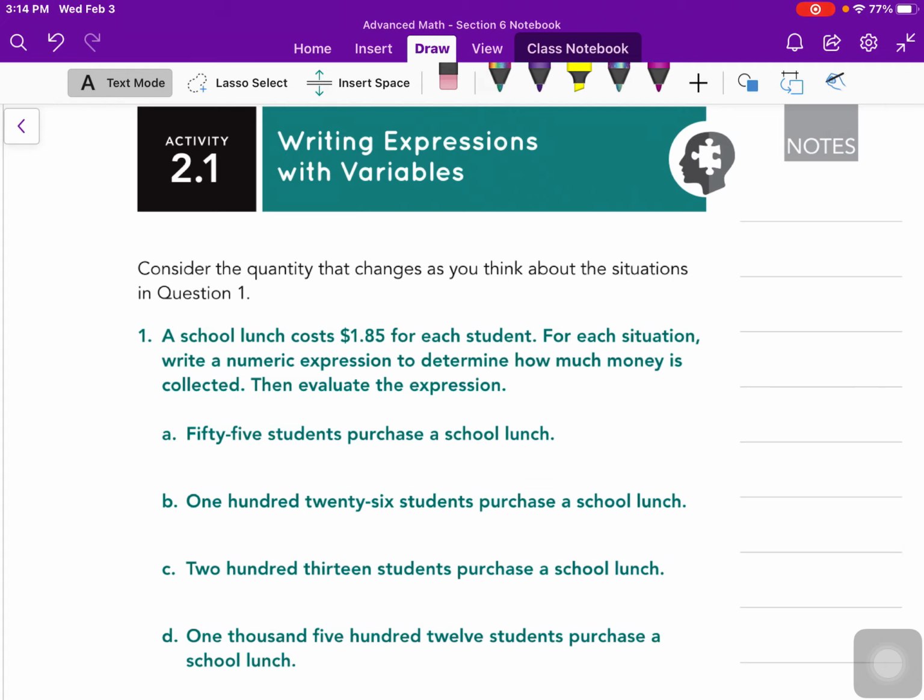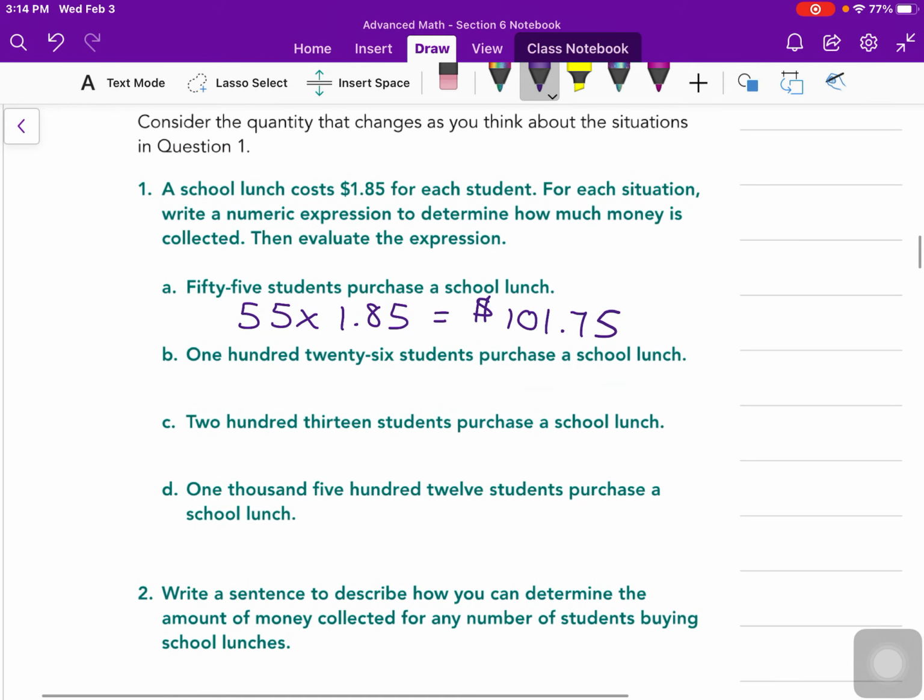All right, so it says 55 students purchase a school lunch. So if I'm going to write a numeric expression, I would do 55 times $1.85. And then evaluate it means answer it. So 55 times $1.85, I can use my calculator. I should get $101.75. Go ahead and pause this and figure out B, C, and D, and then come back in and check with me.